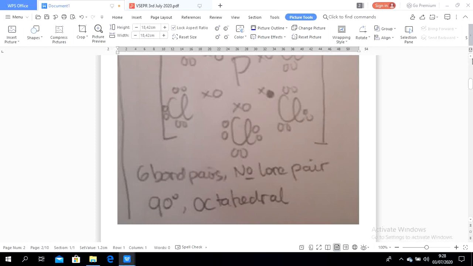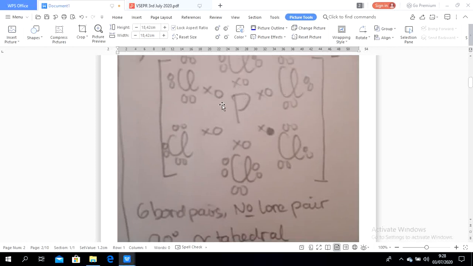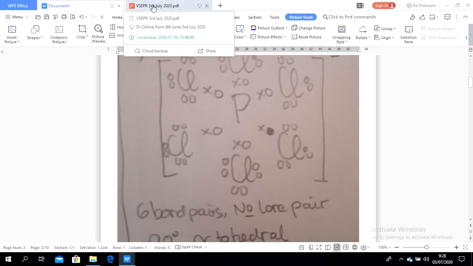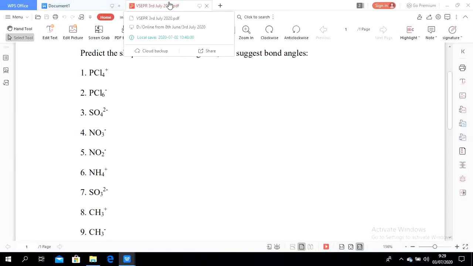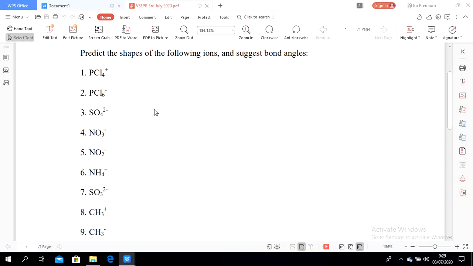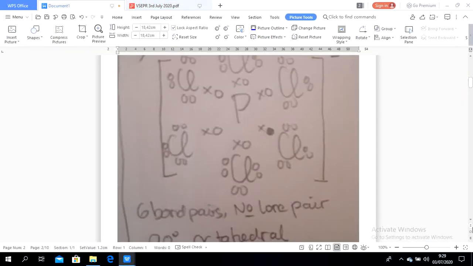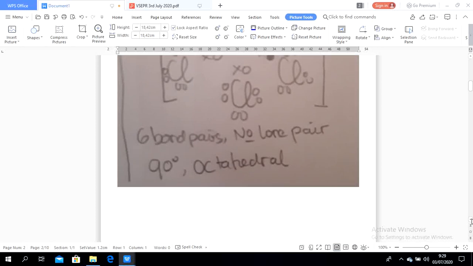Okay, when we draw the dot and cross diagram, it should be like this. Do we need to show the shape of the octahedral? It is not required, because in I level they expect us to draw the dot and cross diagram like this to show how many electrons are around chlorine and how many electrons around phosphorus. Now let's go to number 3. Number 3 is the sulfate ion, SO4 2-.